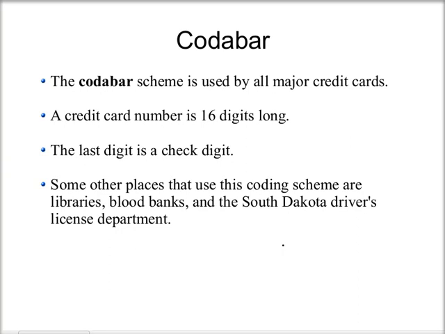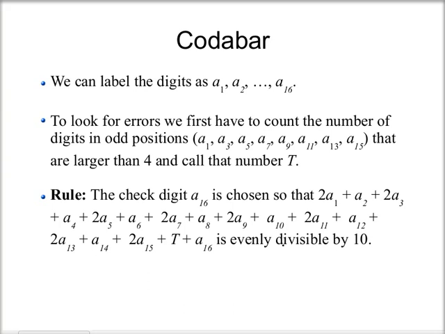So let's look at the rule for the CODA-BAR. So we've got a 16-digit credit card number, so we're going to label the digits A1 through A16. Now we've got an intermediate step here. To look for errors, we first have to count the number of digits in the odd positions, which will be A1, A3, A5 up through A15, that are larger than 4, and then we're going to call that number T.